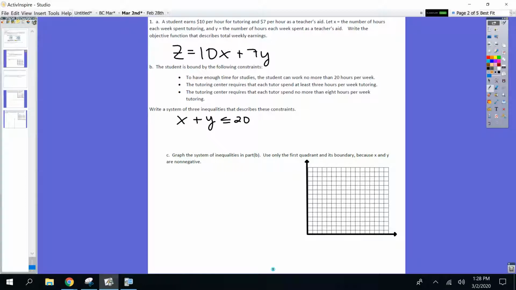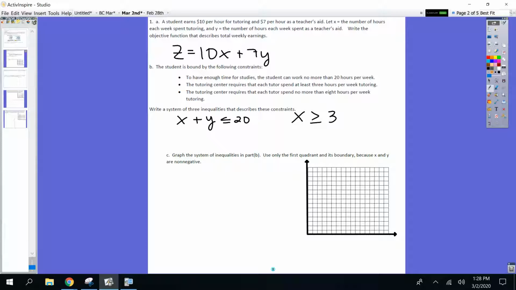Keep reading. Tutoring, which was what variable? X. You have to spend at least 3 hours a week tutoring. What do you got for me? X. Oh, don't get Y involved because this isn't teacher's aide here. This is just tutoring. So X only has to be greater than or equal to 3. I didn't mention anything about being a teacher's aide here. Same thing on the next one.